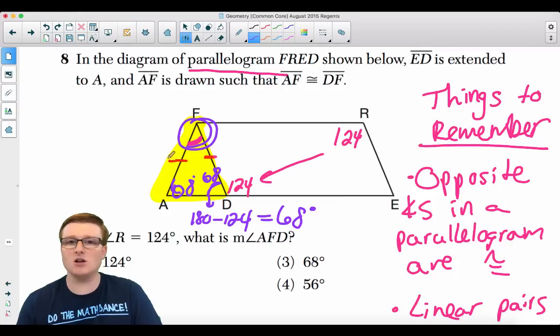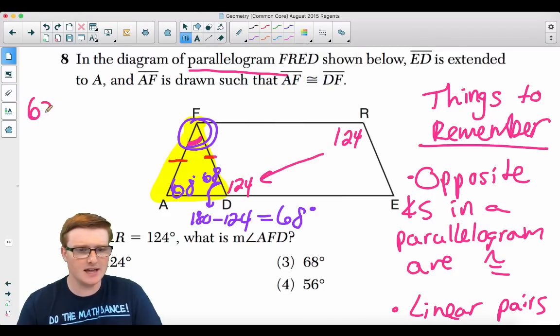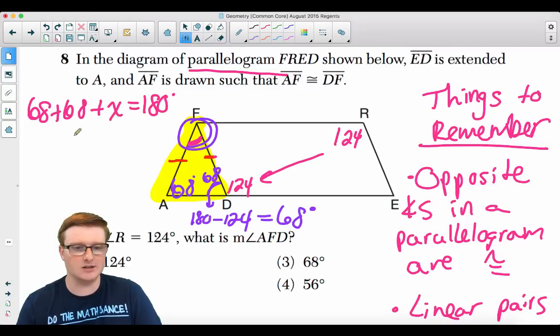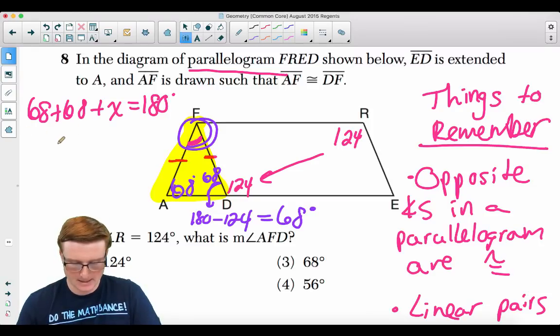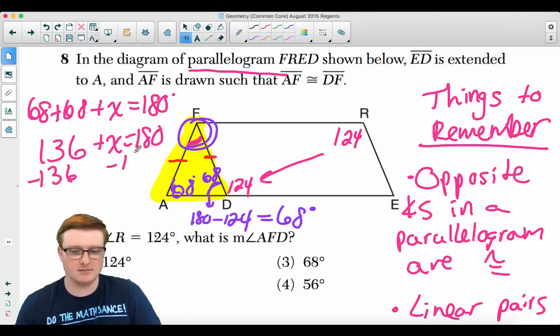Now we can solve for this angle with no problem. It's a nice, easy breeze. So it's 68 plus x is equal to 180 degrees. That will give us, let's see. Well, if we take 68 and 68, that's going to be 136 plus x is equal to 180. Subtract the 136 on both sides.